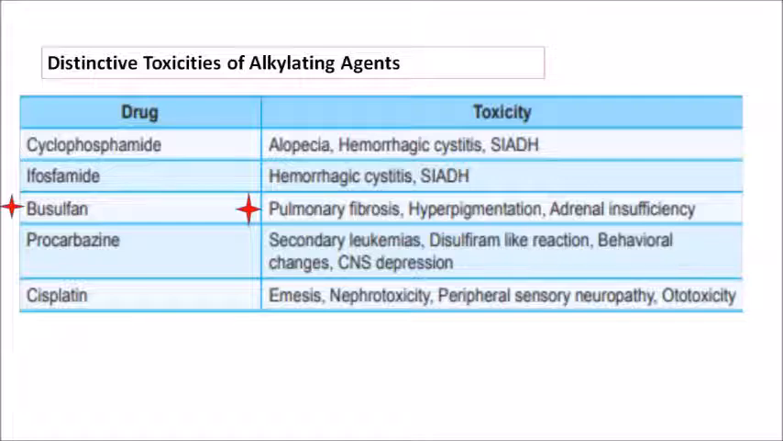Cisplatin, we already mentioned, platinum drugs are the most common ones to cause emesis, or vomiting. It also causes nephrotoxicity, very toxic to the kidney. Then peripheral sensory neuropathy and ototoxicity can also be caused.